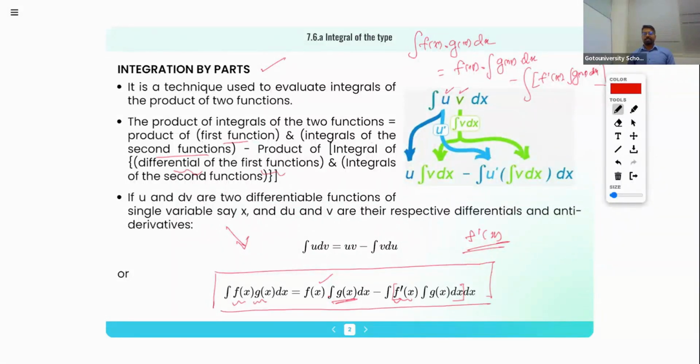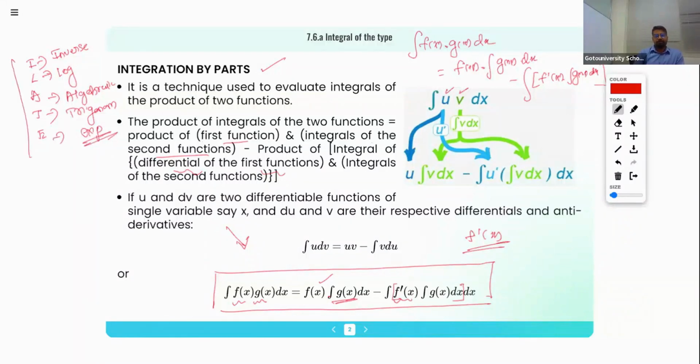But the first function and second function we cannot choose randomly. There is an order in which you have to give the preference. This is the order: I, L, A, T, and E. What is I? Inverse trigonometric functions. What is L? Logarithmic function. What is A? Algebraic function. Like BODMAS, we have a rule, right? Brackets, division, multiplication, addition, subtraction. In the same way, this is the order in which we have to go. T is for trigonometric function, and E is for exponential function.